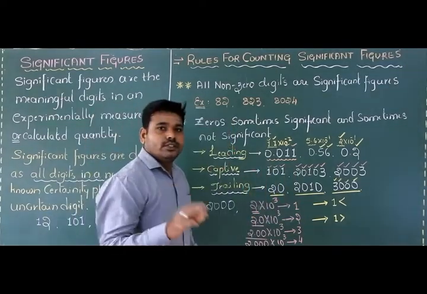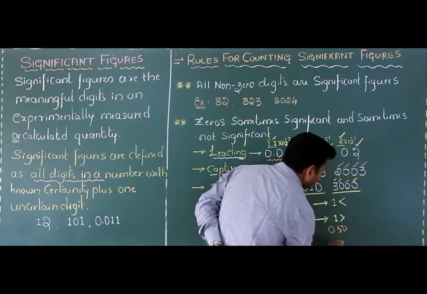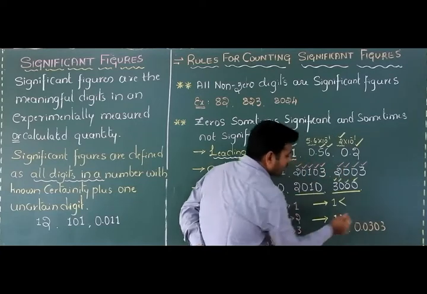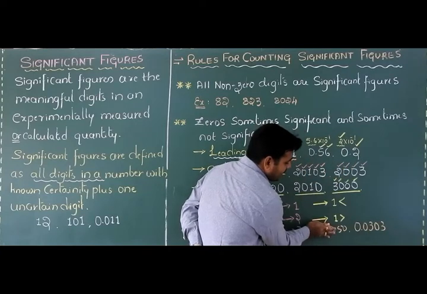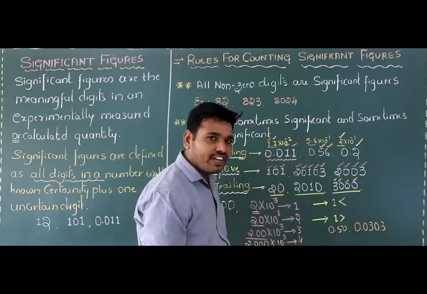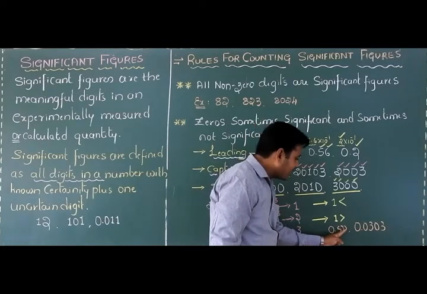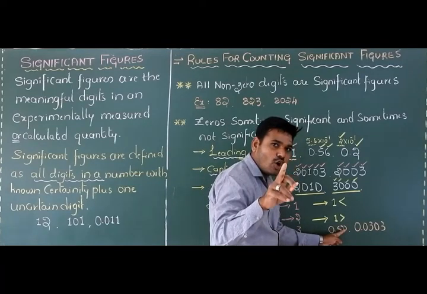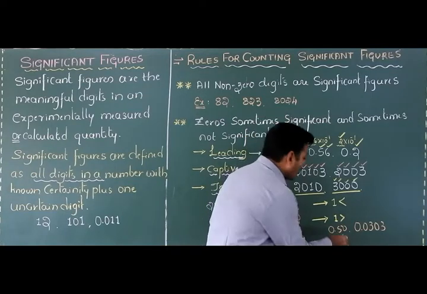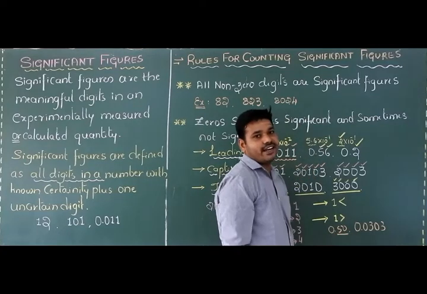And for the second condition, examples: 0.50, then 0.030. Okay, so in both the cases, leave this one because it's a leading zero and leading zeros are not at all counted as significant figures. And at the right end of the number one more zero is present and this zero is called a trailing zero and this zero is counted as a significant figure, students. That means how many significant figures here? Two significant figures are present.